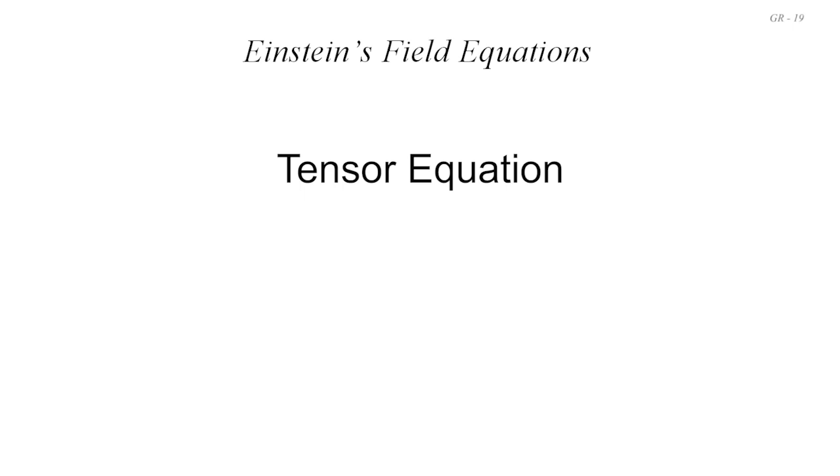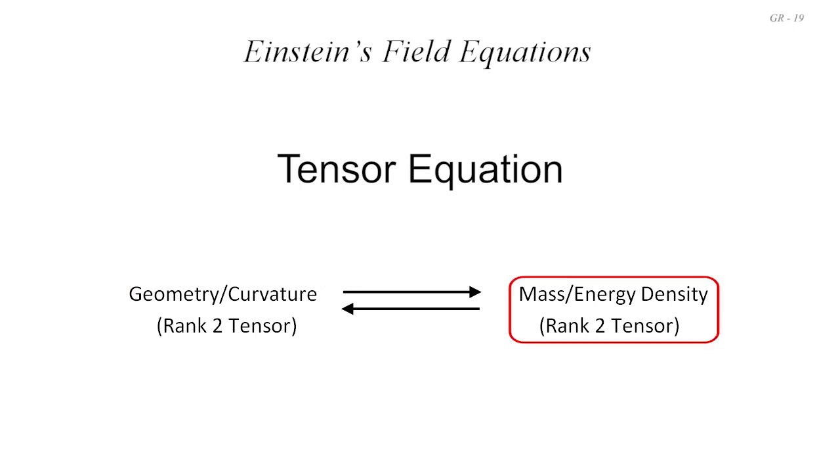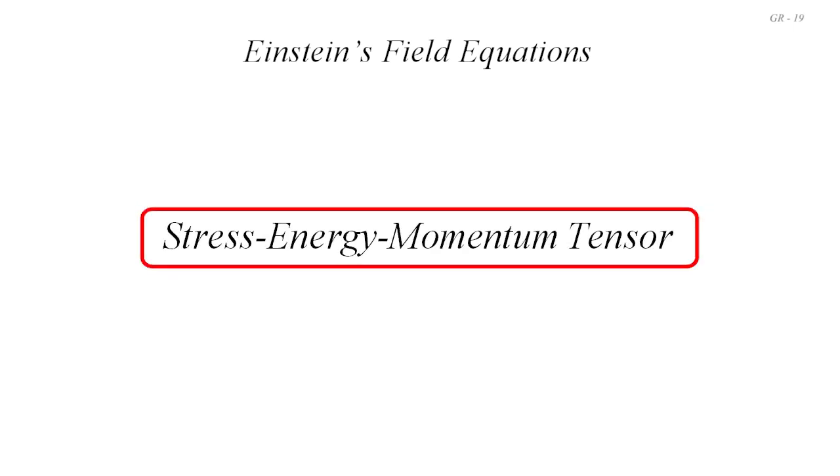Accepting then that we need a rank 2 tensor equation which will relate geometry and curvature on the left, say, to mass energy density on the right, we need now to think about what each side should look like. We'll first think about the right-hand side, the mass energy part of things. In an earlier video, number 18, we discussed an obvious candidate for the mass energy density at a point or event in space-time. It was called the Stress-Energy-Momentum Tensor.